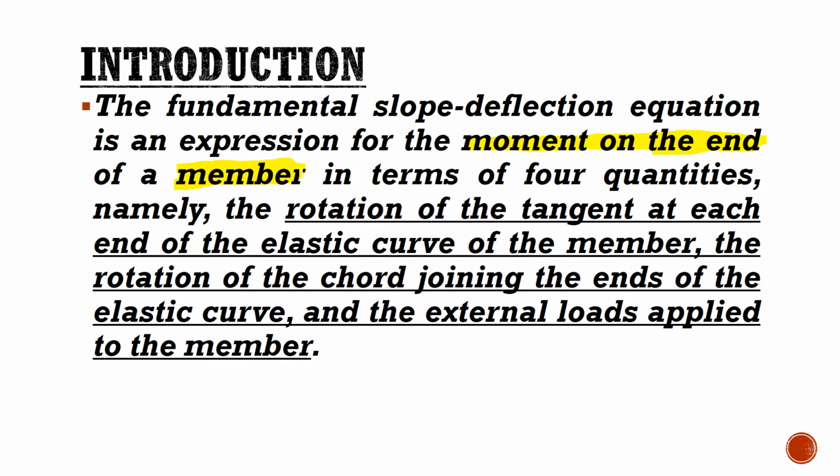So what are the four quantities, guys? First is the rotation of the tangent. We will discuss what that is. It is the rotation of the tangent at each end of the elastic curve of the member. Then the rotation of the chord, which is different from the previous one. Then the external loads. These are the basis later for analyzing using the slope deflection equation. We will see them in the equation.